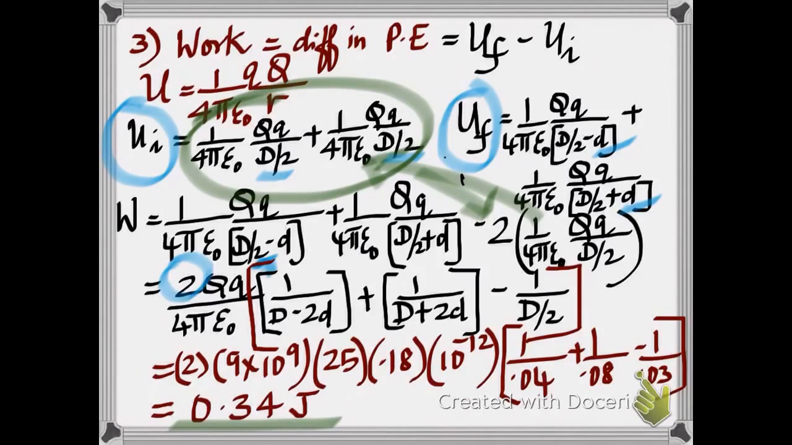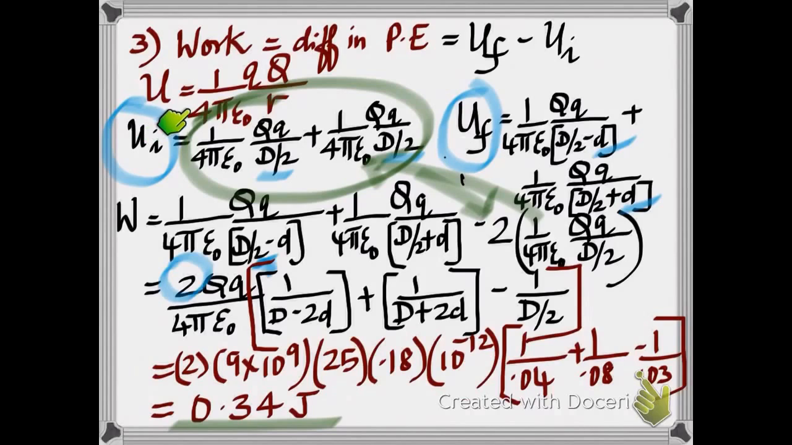In the third question, a 25 microcoulomb point charge is placed 6 centimeter from an identical 25 microcoulomb point charge, and you have to find the work required to move a test charge of 0.18 microcoulomb from midway to 0.1 centimeter closer. So you have two configurations and you have to find the difference in potential energy between the two configurations.